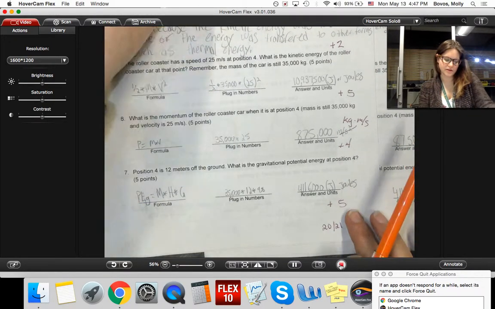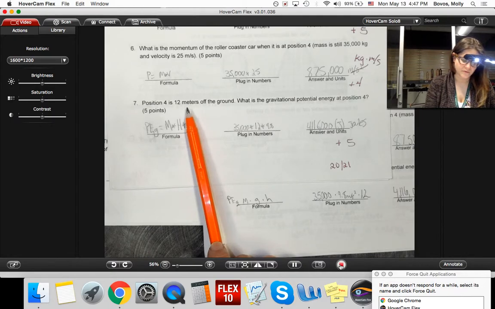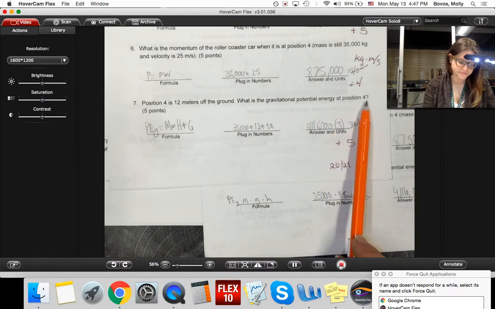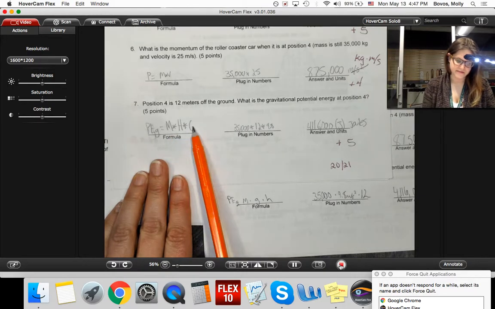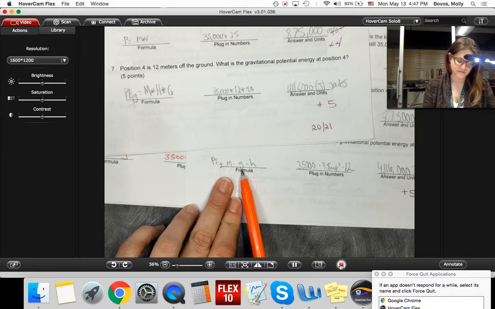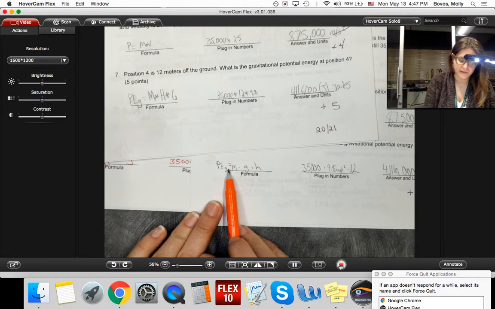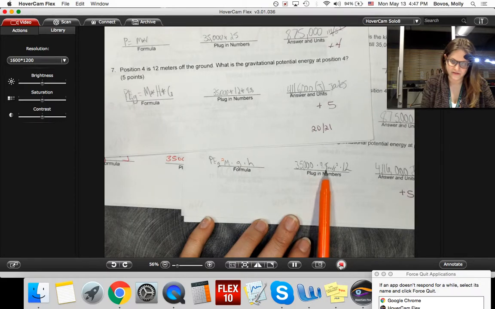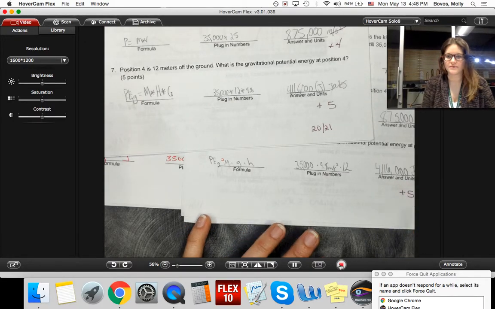Then last question on this page is, at position 4, we're 12 meters off of the ground. What is the gravitational potential energy at that position? Okay, so that's going to be mass times height times gravity, or mass times gravity times height. It doesn't really matter what order that's in. This should be an equal sign right here. Okay, and so that's going to be our mass times acceleration due to gravity times 12, and that gets us our potential energy in joules. So energy is joules, but momentum is kilograms times meters per second.